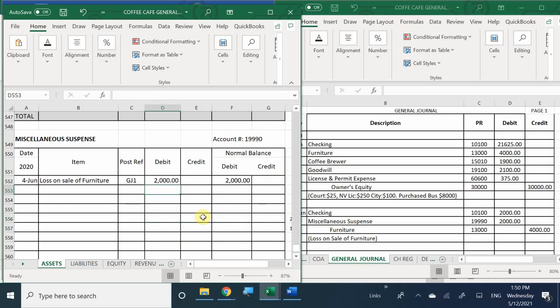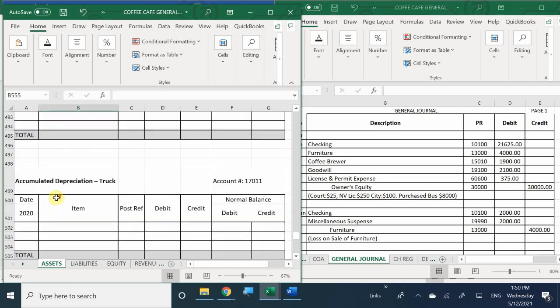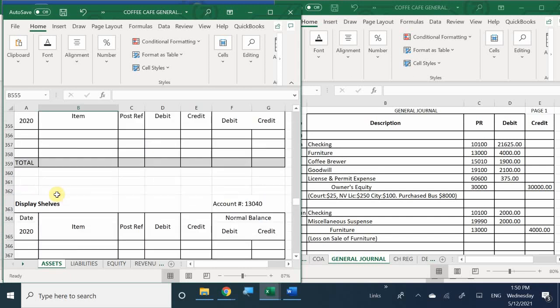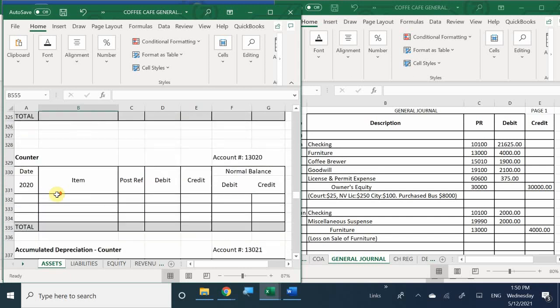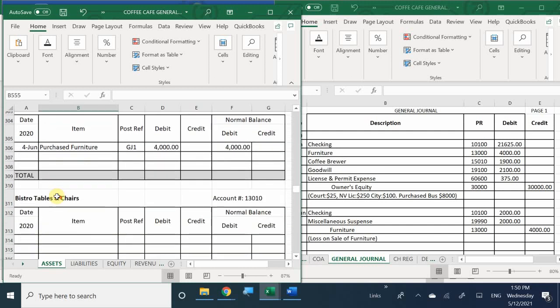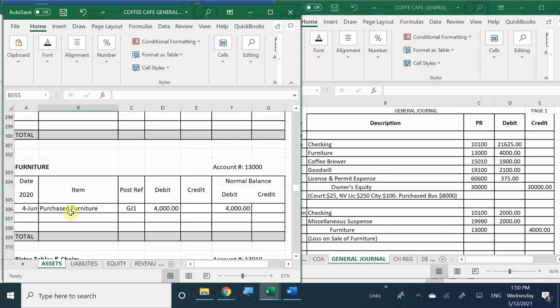Okay, so now I am done with the second account. The next account I have left is my furniture. Once again, I can look it up by my account number. In this case, I already generally know where my accounts are. So furniture is going to be right here. I already have an account balance in here, right? And I've mentioned that we sold the furniture. I purchased the furniture, and now I sold the furniture.